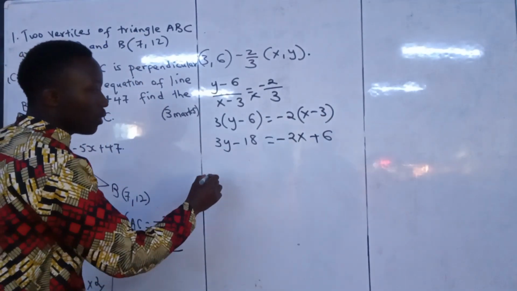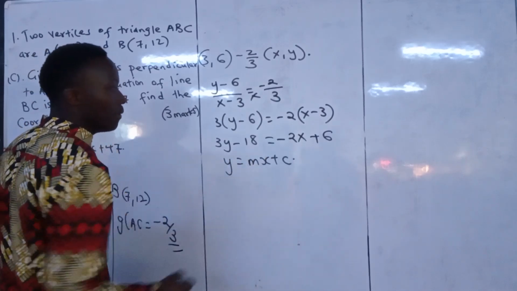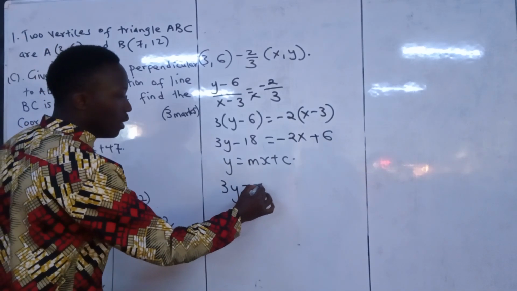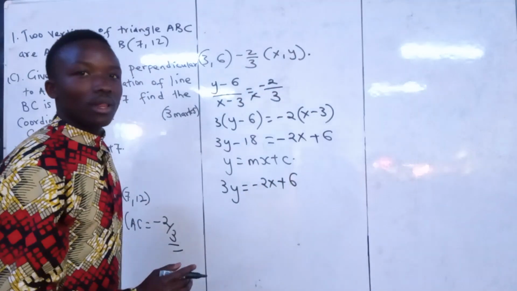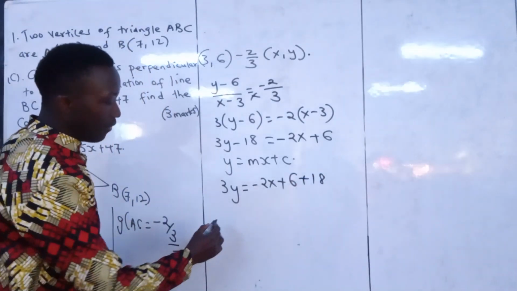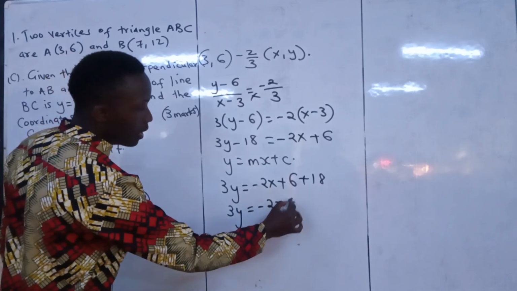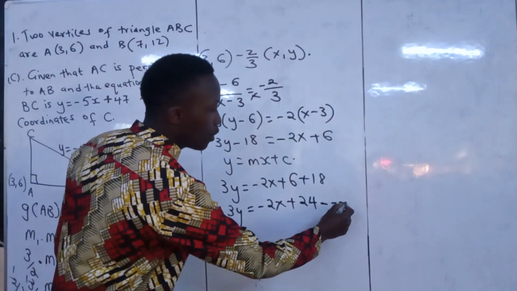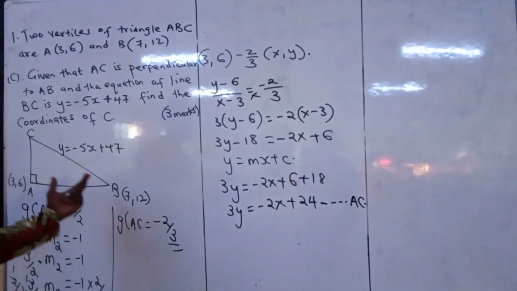So writing this equation in the form y is equal to mx plus c, we will have 3y is equal to negative 2x plus 6. When we take negative 18 to the other side, we will have positive 18, and that will give us 3y is equal to negative 2x plus 24. That is our equation for AC. That is the equation of AC.